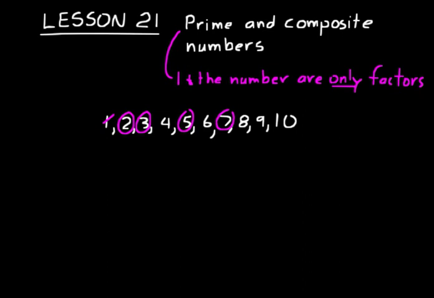So another way to think about it is if you're trying to compare prime and composite, prime have 2 and only 2 factors, 1 and the number itself. Composite numbers have at least 3 factors, 3 or more factors. That's how you define a composite number.